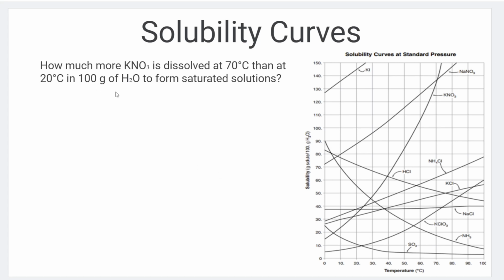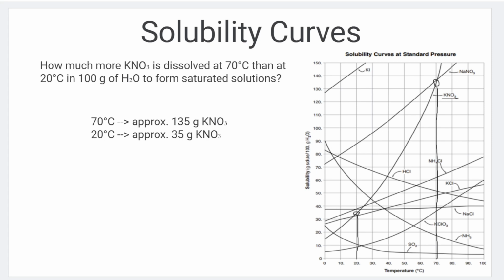How much more potassium nitrate is dissolved at 70 degrees Celsius than at 20 degrees Celsius in 100 grams of water to form saturated solutions? So first, let's distinguish to use the potassium nitrate solubility curve. And then let's draw a line, one from 20 degrees Celsius and one from 70 degrees Celsius. And now let's read the graph.